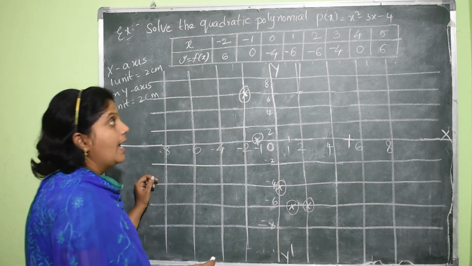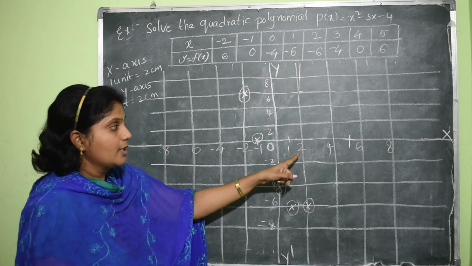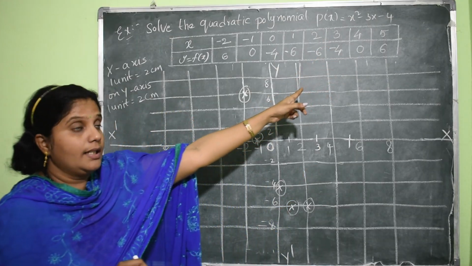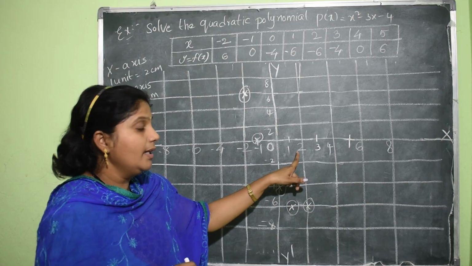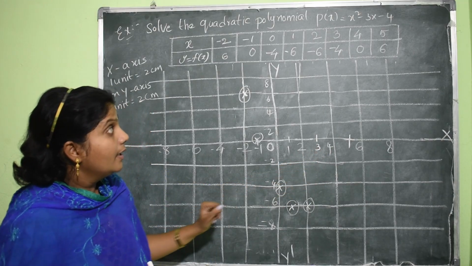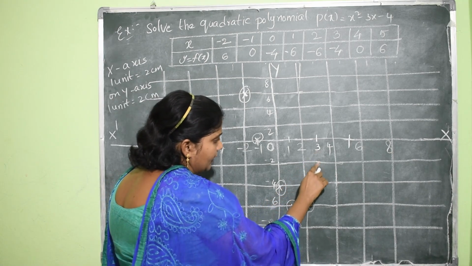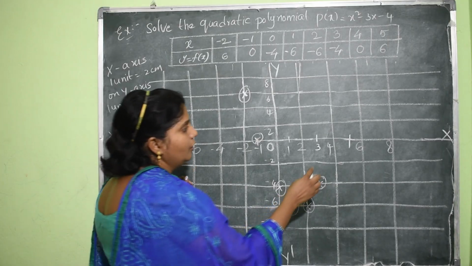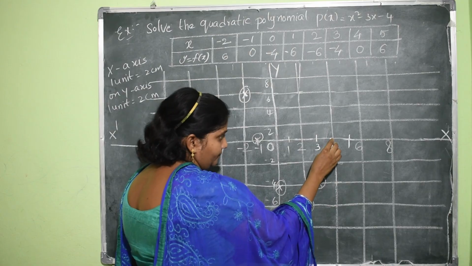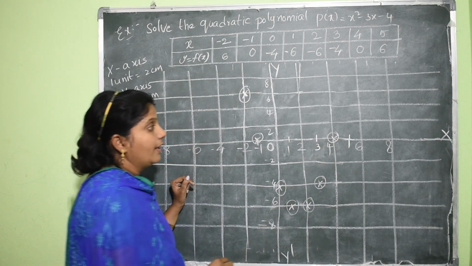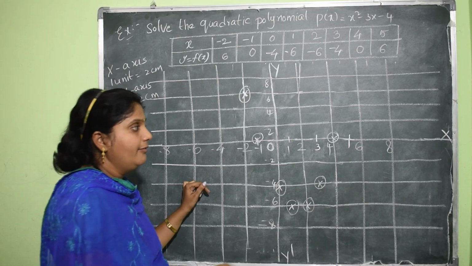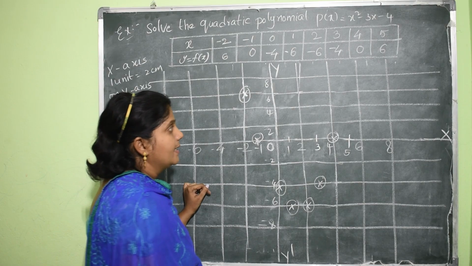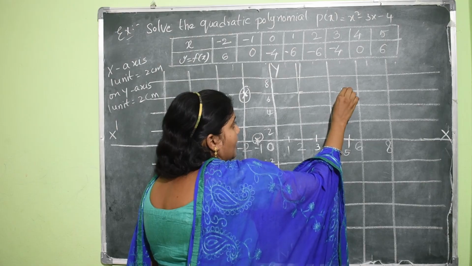And for 3 value, 3 lies between 2 and 4. So 3 is here. For 3 value, what is the y coordinate? Minus 4. So for 3 it is minus 4. It is exactly here. So for x coordinate 4 value, what did we get? 0. So it is here. Next for 5. 5 lies right after 4. For 5, what is the value given? 6. So for 5 it is given as 6. So exactly it lies here.